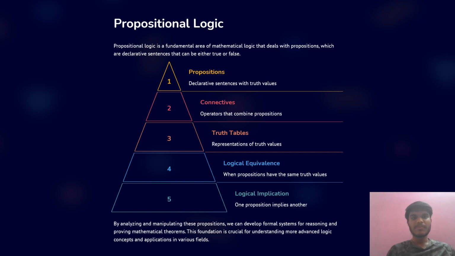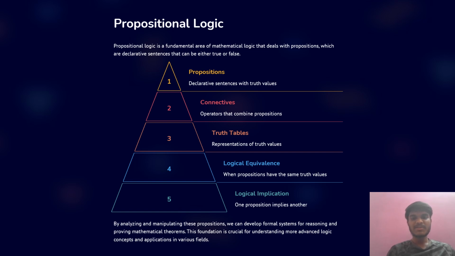Propositional logic. Propositional logic is a fundamental area of mathematical logic that deals with propositions, which are declarative sentences that can be either true or false. Firstly, propositions. These are declarative sentences with truth values. Connectives, operators that combine propositions. Truth tables are the representation of truth values.